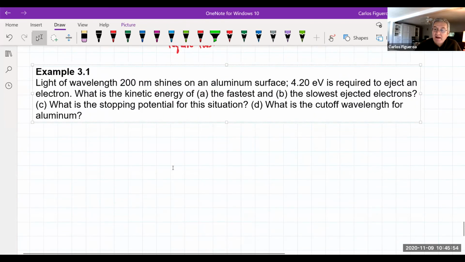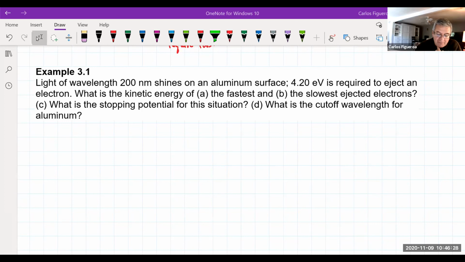There's a lot to unpack on this question because there are some things that I haven't told you yet. It says, light of wavelength 200 nanometers shines on an aluminum surface. 4.20 electron volts is required to eject the electron. In other words, that's its work function. What is the kinetic energy of the fastest and the slowest ejected electrons?